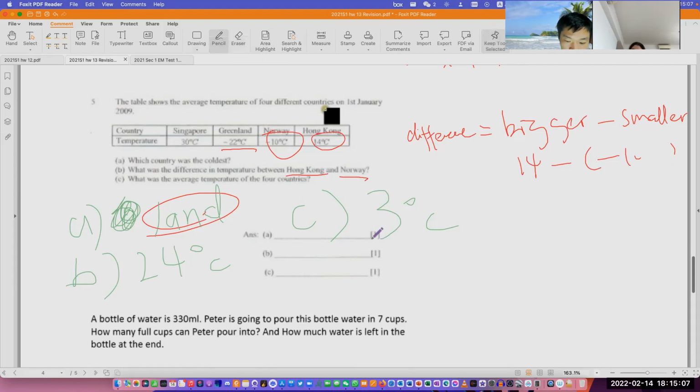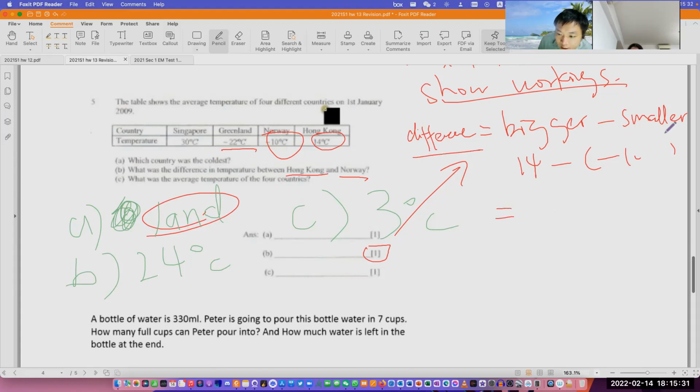Over here, even though it's 1 mark, you need to show the working. No working, they have the right to penalize you. So always remember, show the working whenever possible. You don't want to get penalized. So remember, difference is the bigger value minus the smaller value. In this case, 14 minus negative 10, so it's 24. So it's 24 degrees Celsius. Always remember the unit.